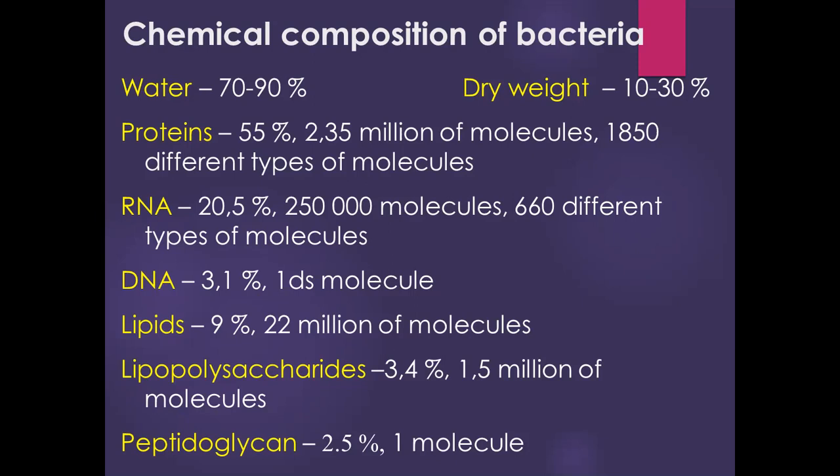The lipids are mostly phospholipids, the component of the cellular membrane, and some microorganisms may contain lipids as inclusions. Lipopolysaccharides are present only in gram-negative bacteria in the composition of their outer membrane. And peptidoglycan is a very specific substance which is found in gram-positive and gram-negative bacteria but in different concentration. It's only one molecule, but a giant molecule surrounding the whole bacterial cell.